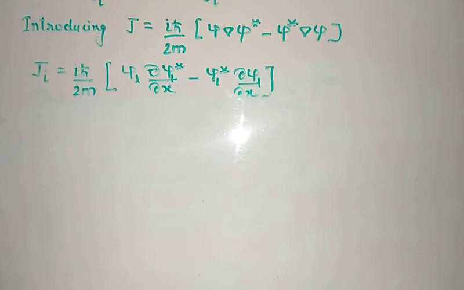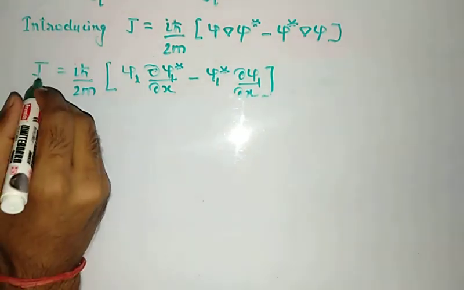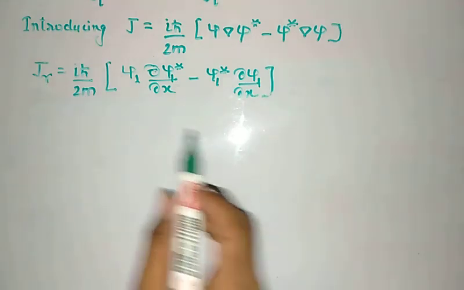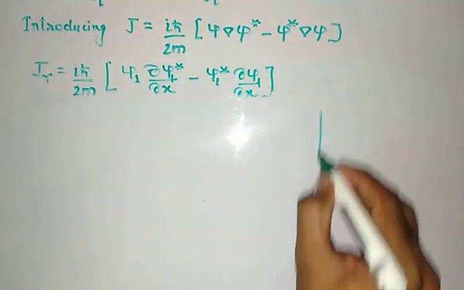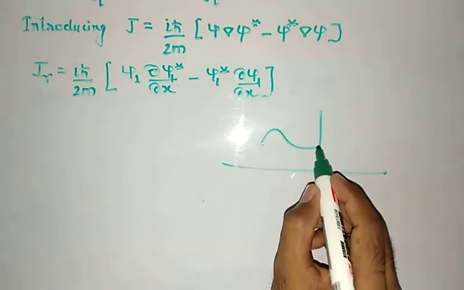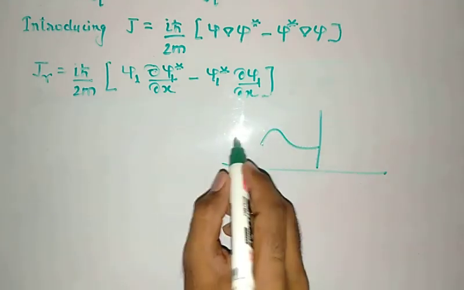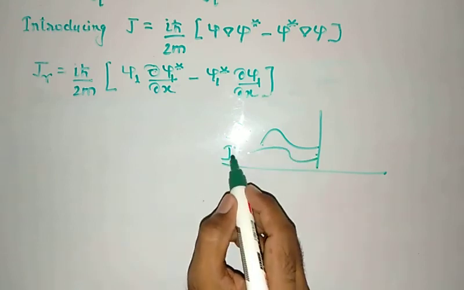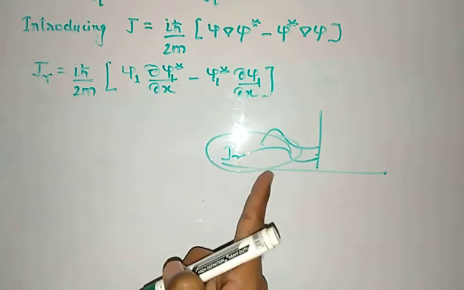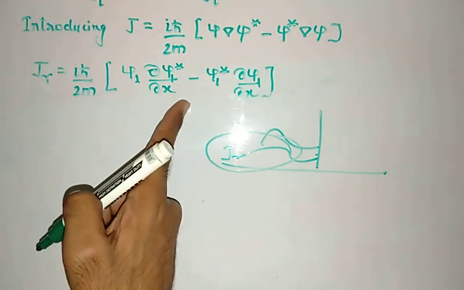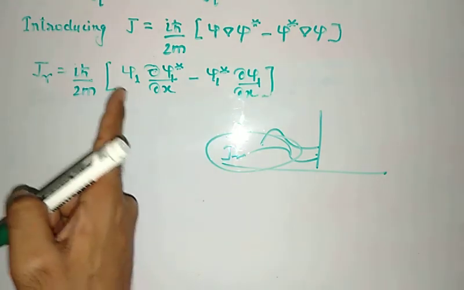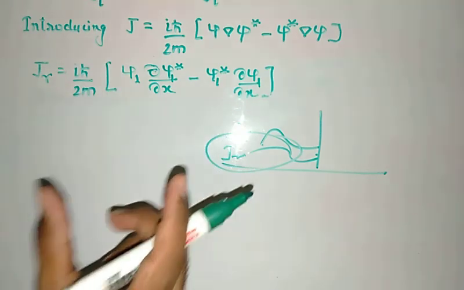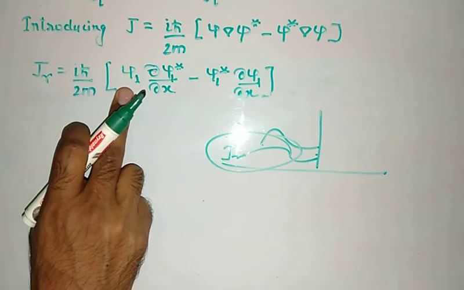Now in the same way we will find Jr. For the reflected part, as in the figure, the wave is coming here. The incident part we have calculated as Ji. When it reflects, Jr will be in the first result, therefore this formula will be the same. But what will we change here? We use only the reflected part of psi 1.